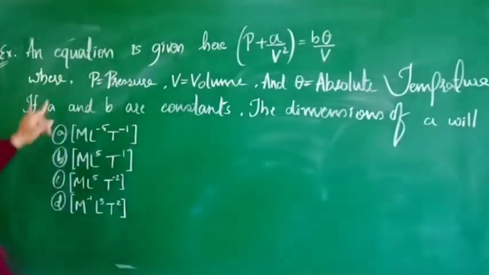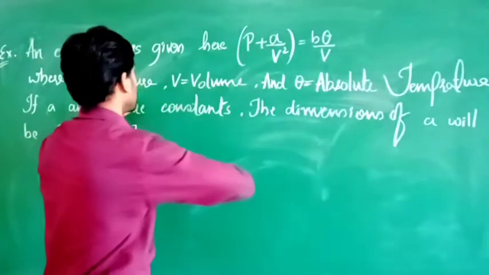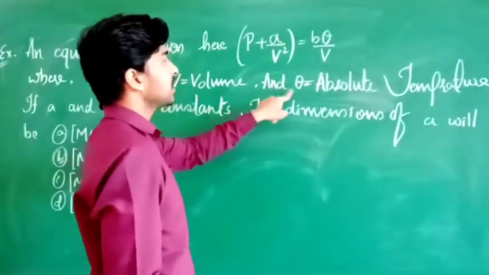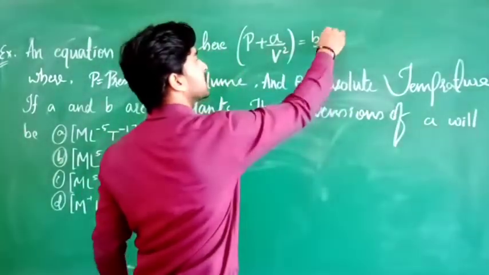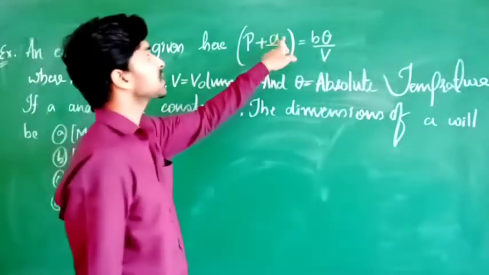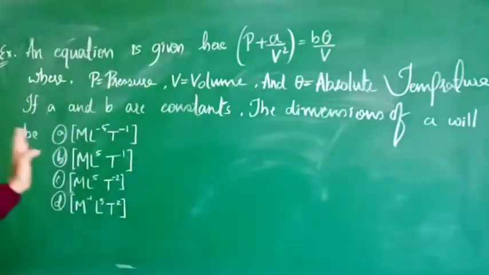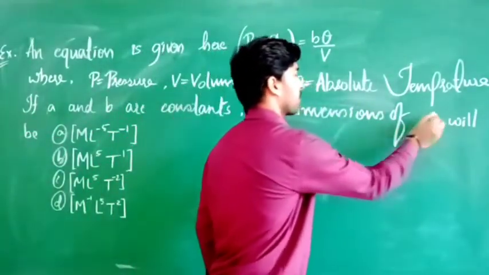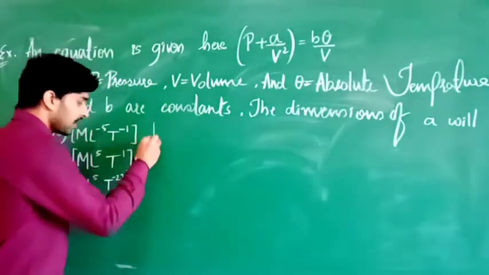Next, what they are giving: P is pressure. This quantity indicates pressure. V is volume. Clear? And theta is absolute temperature. Next, A and B are constants. In this equation, this A and this B are nothing but constants. And next, what they are asking is the dimensions of A. The dimensions of A will be one of the 4 options they have given. Can you think how we can solve this question?